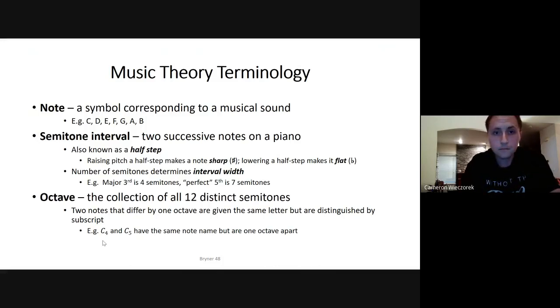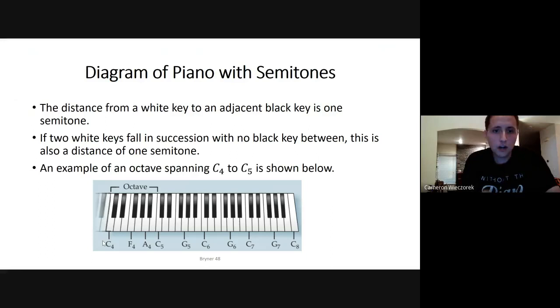Just to offer a visual in terms of the keyboard, the distance from any white key to any adjacent black key is a semitone or a half step. Also, you'll notice there's a couple spots within an octave where there are no black keys in between the white keys. For example, right here, this is an E where my cursor is pointing. From E to F is also an example of a semitone, even though it's not going from white key to black key. Those two successive white keys form a semitone.